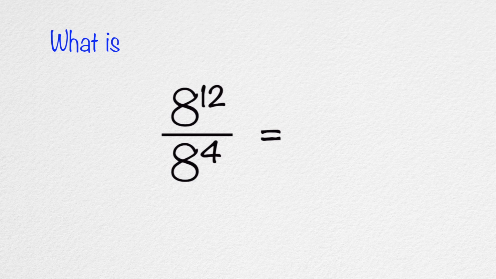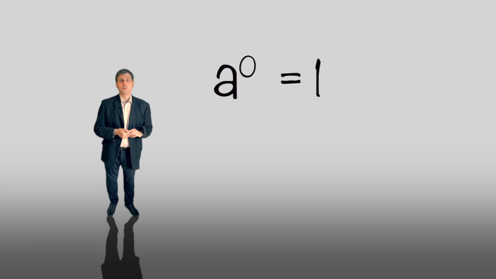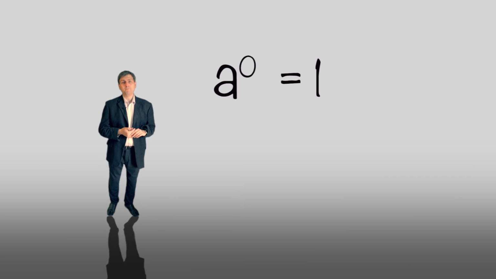What is 8 to the 12 divided by 8 to the 4? Well, this time we just subtract the indices, so it's 12 minus 4, which is 8, so it's 8 to the power of 8. So that leaves us with the last one, which is a to the power of 0 equals 1. This is one people usually get stuck on.